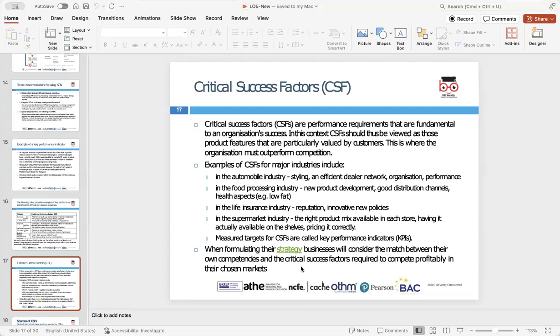CSFs often relate to the product features most valued by customers, such as safety in cars or health aspects in food. These factors drive performance, and measures targeted for CSFs are known as KPIs. When developing strategies, companies must consider how well their capabilities align with the critical success factors of their chosen market. This alignment is vital for competing profitably.